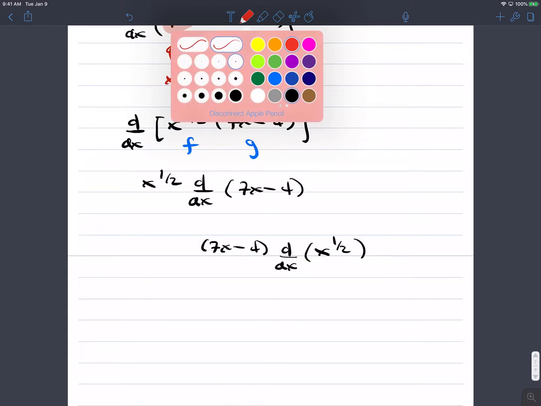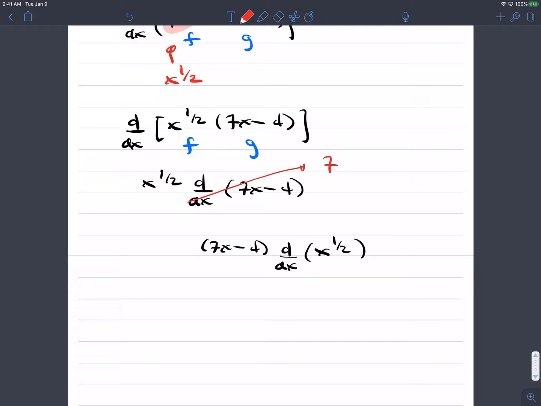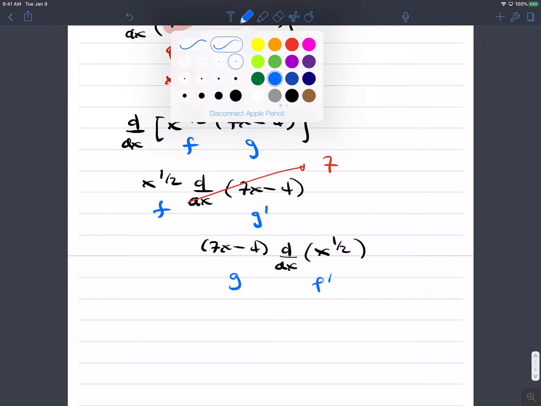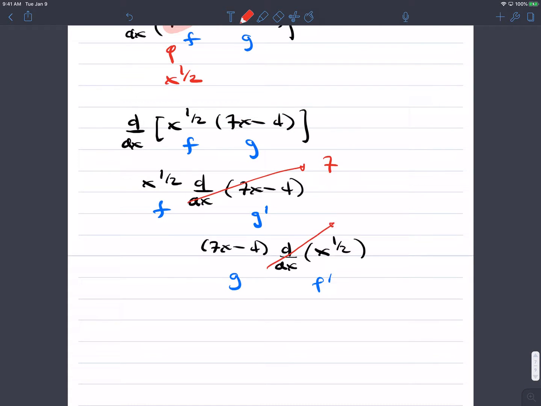Now, derivative of 7x minus 4 is 7. All right, so double check. First of all, did we write this correctly? f, g prime, g, f prime. We look good. And then remember I said earlier, or the other day, you should probably know the derivative of x to the 1/2 because it's going to show up a lot, and that's 1 over 2 square root of x. So that's something that I think is good to know.